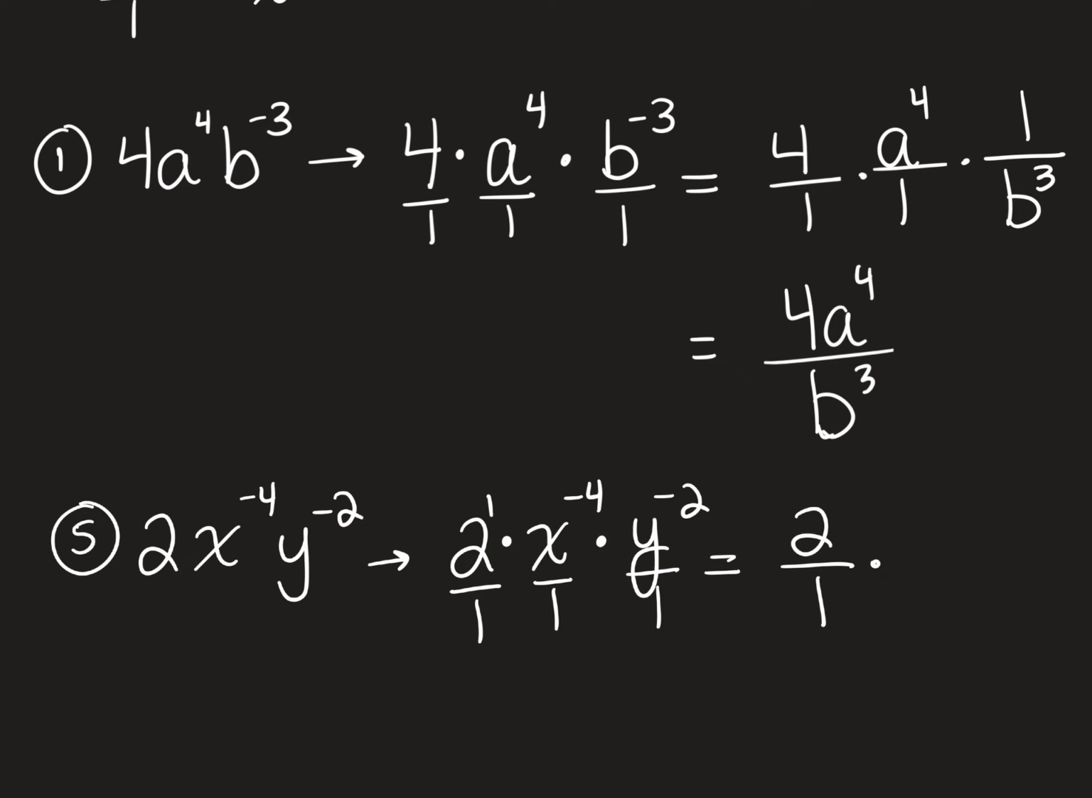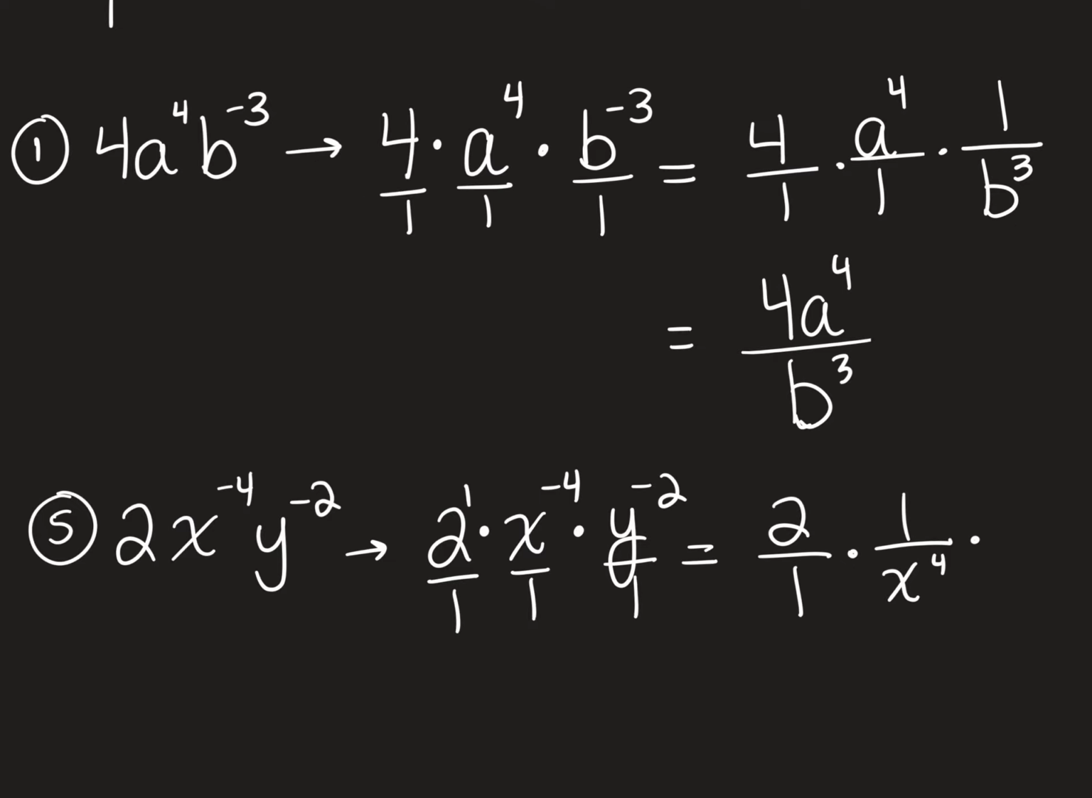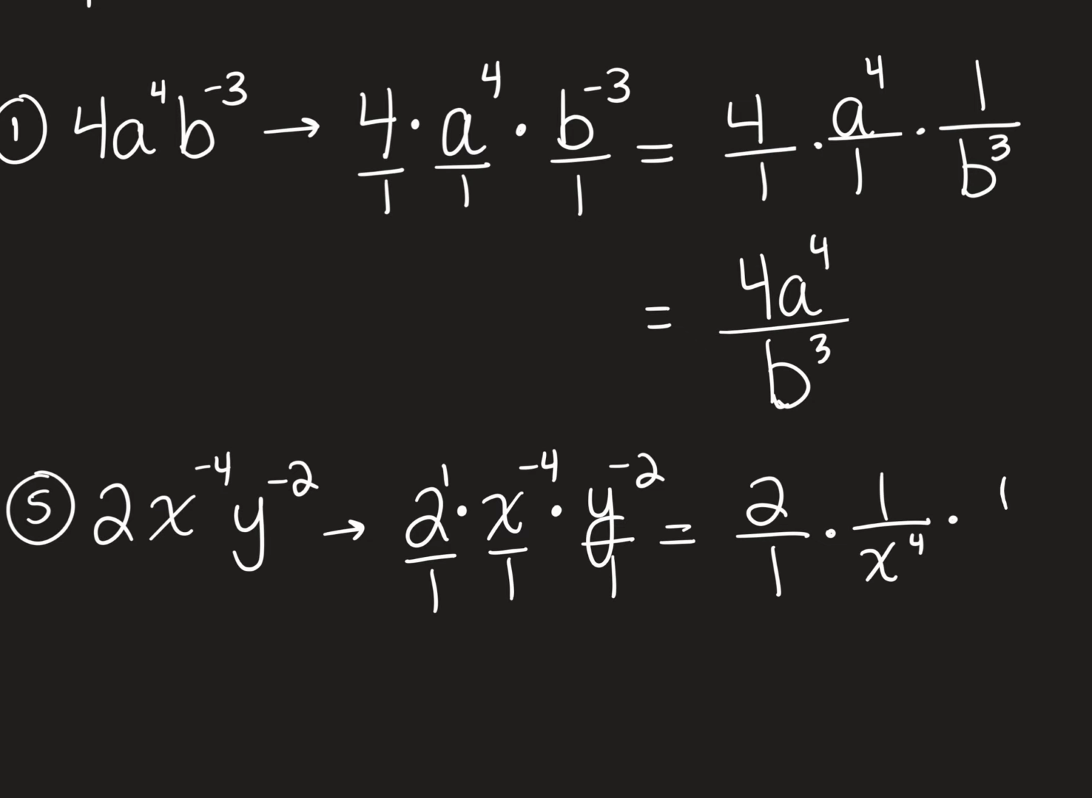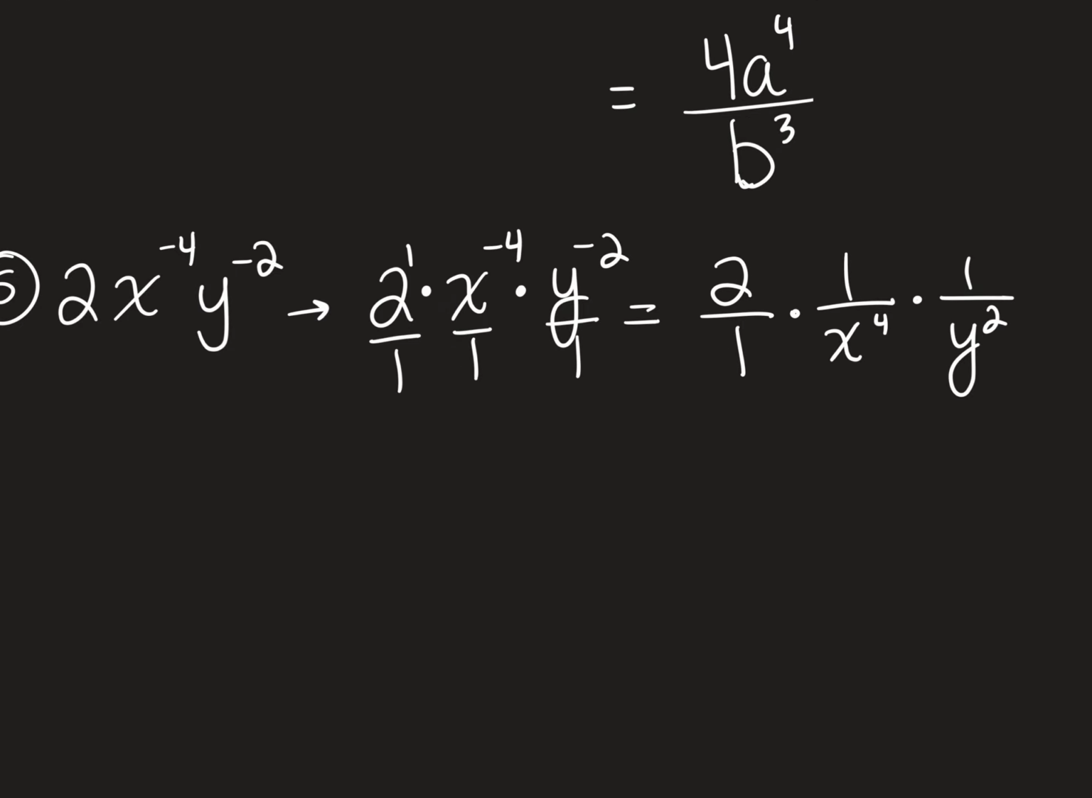That x to the negative fourth, though, that part we need to make a reciprocal out of. So I'm going to make it 1 over x to the fourth. And then same thing with our y. I'm going to make it a reciprocal and make it 1 over y squared. And then we just simplify that fraction a little bit. So we're going to have 2 times 1 is just 2 in the numerator. And then 1 times x to the fourth times y squared in the denominator. And that's it. Everything has positive exponents, and that was our only goal.